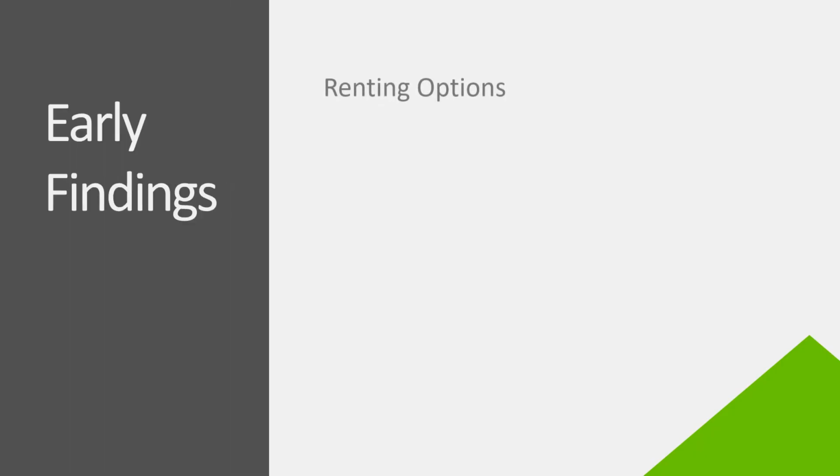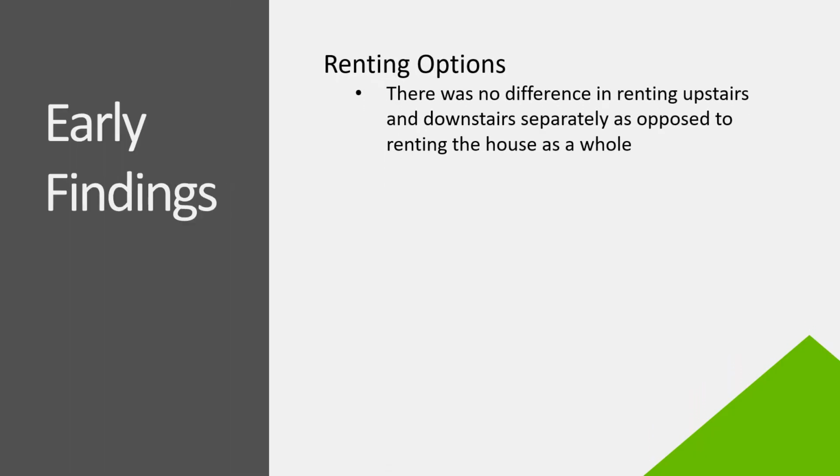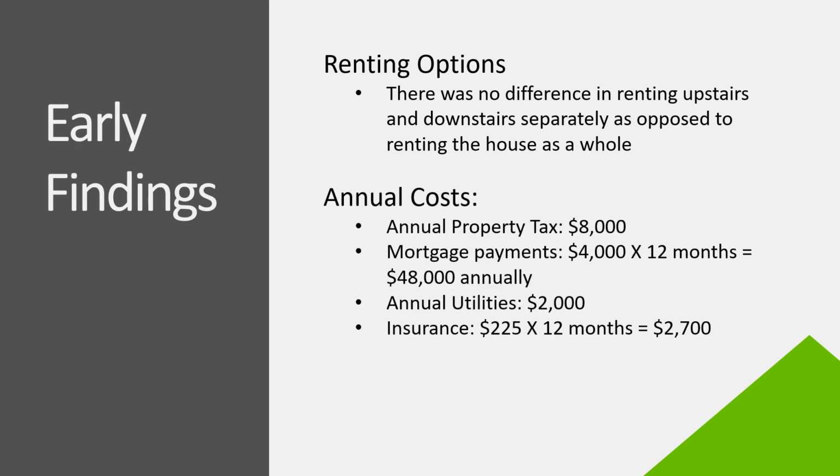After looking into the renting options, we found that renting the downstairs and upstairs portions of the house separately, as opposed to renting the house as one unit, does not change the return. From now on, we will only consider one form of renting the house. We also found some of the annual costs, such as property tax, mortgage payment, utilities, and insurance costs. These values can be used for a cash flow diagram and for an economic analysis.